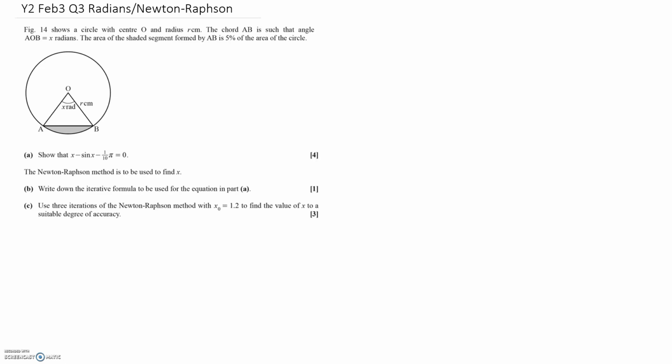In question 3, we need to show this. So if we can find the area of this segment in 2 different ways and then put them equal to each other, hopefully we can rearrange it to get what it says here. So one way to find this segment area is to do segment area equals the sector area minus the area of the triangle.